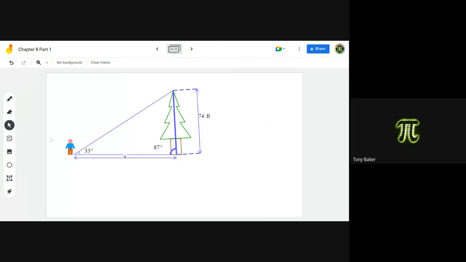Okay, is Omar going to get hit by the tree? Yes. He may end up in the hospital.